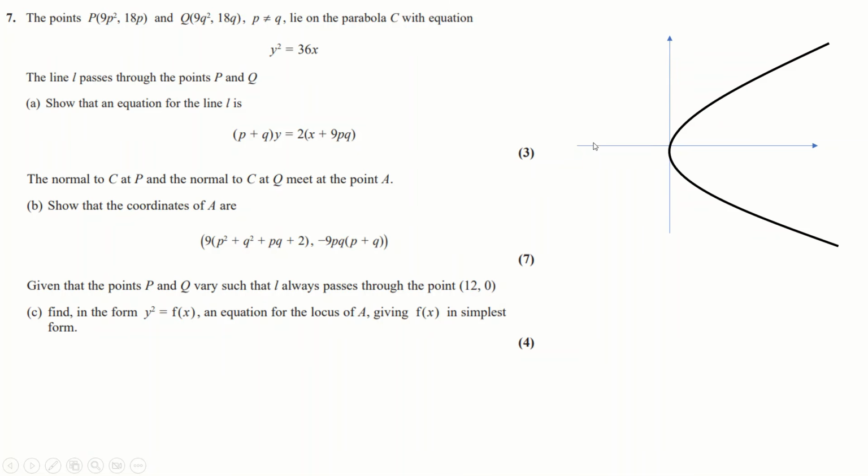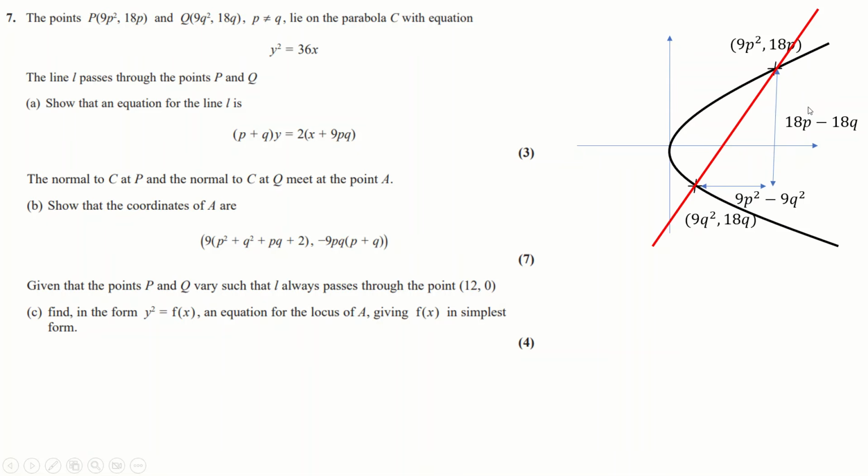Of course, like I just said, there are no marks for this, so I'm not going to be criticized too hard for that. You've got a point here and a point here. I'm just going to put them there to make this easy to draw. And we've got an equation of the line that passes through P and Q. So we've got a line that goes through like this. Find the equation. Well, the rise is going to be 18p minus 18q, and the run is going to be 9p squared minus 9q squared.